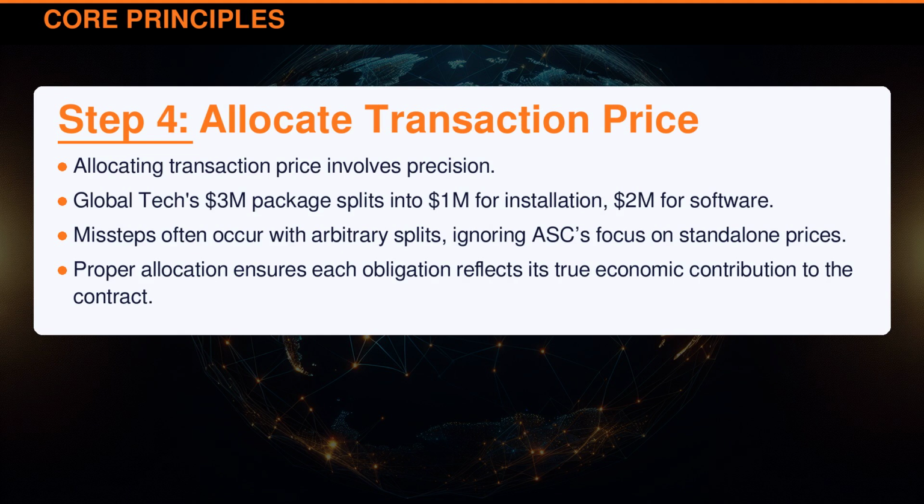Allocating transaction price involves precision. Global Tech's $3 million package splits into $1 million for installation and $2 million for software. Mistakes often occur with arbitrary splits, ignoring ASC's focus on standalone prices. Proper allocation ensures each obligation reflects its true economic contribution to the contract.